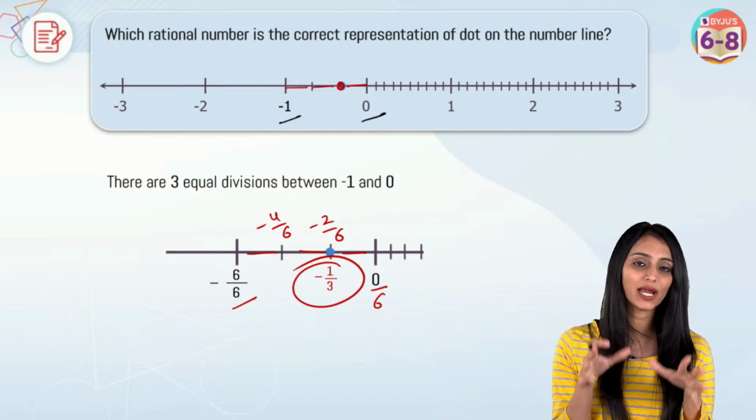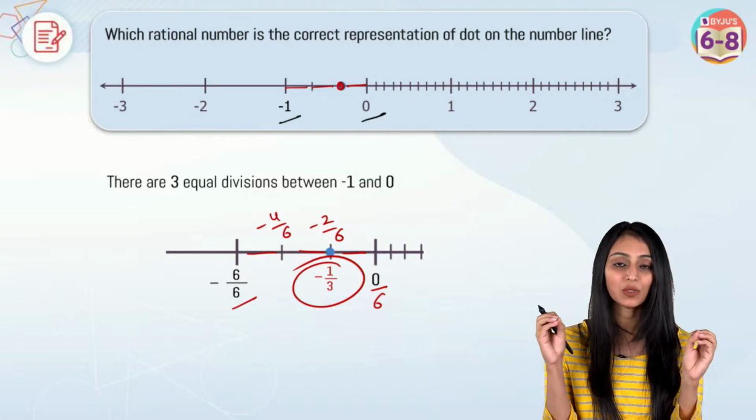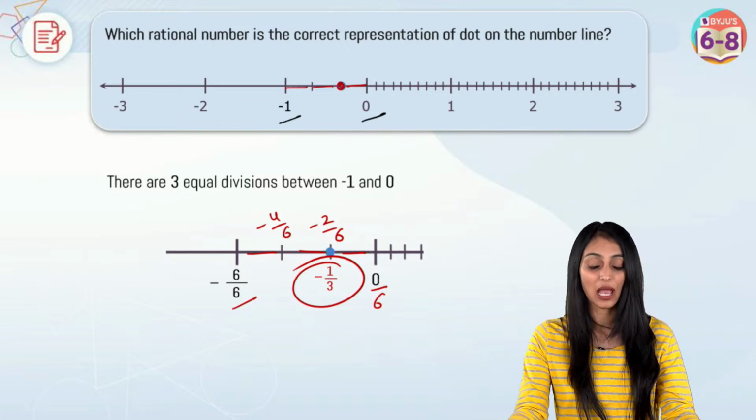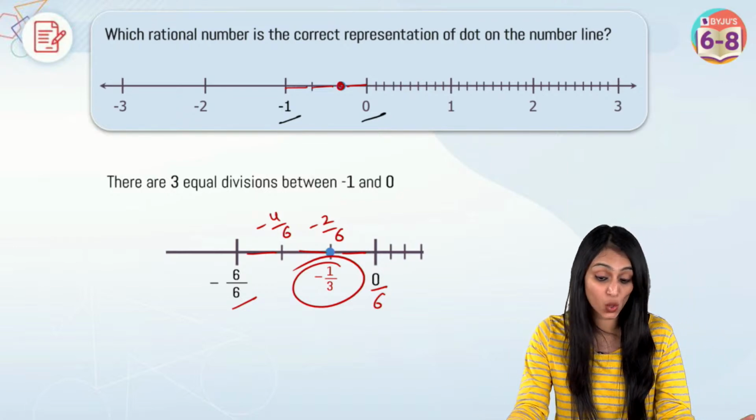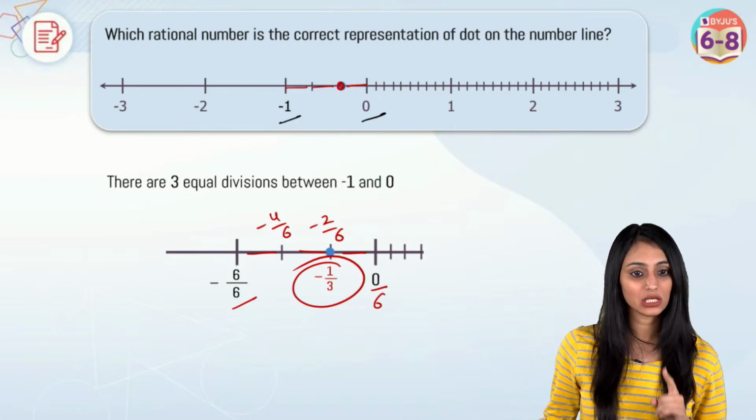So what we are actually trying to tell you here is there are basically infinite number of rational numbers between any 2 rational numbers. But this is actually not true for integers, whole numbers or natural numbers, right? This is only true for rational numbers.